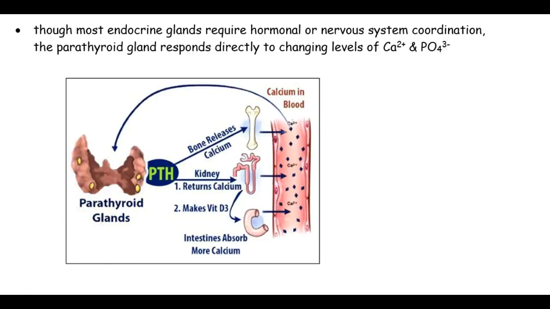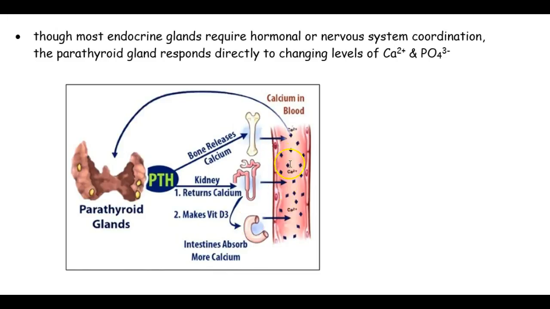But let's get on to the details. So in your bloodstream, if there is a low level of calcium ion concentration detected, then your parathyroid will start secreting some parathyroid hormone, some PTH. And that's going to initiate a few processes to occur.